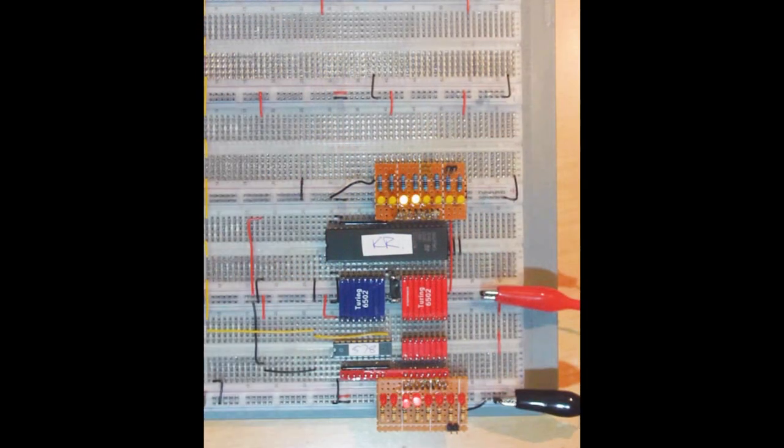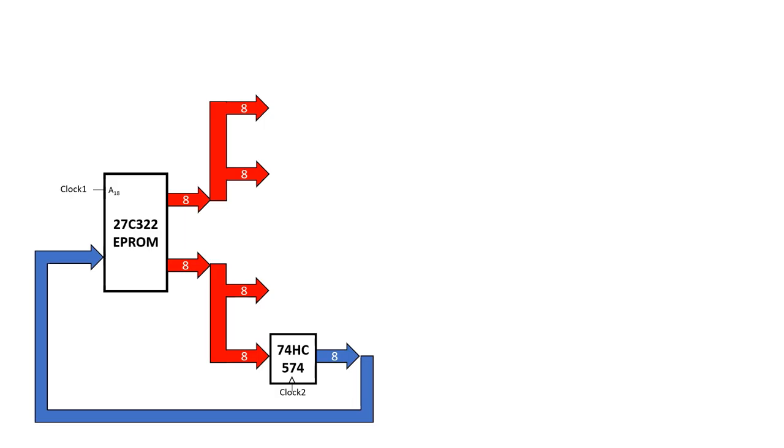If we look at our Knight Rider circuit, what we've effectively done is connect up this lower octal D-type flip-flop to the output of the EEPROM, then provide a feedback path through the 574 back to the address lines of the same EEPROM. This forms the basis of our finite state machine. I've used 8 bits so far, and I'll add another 2 bits later.